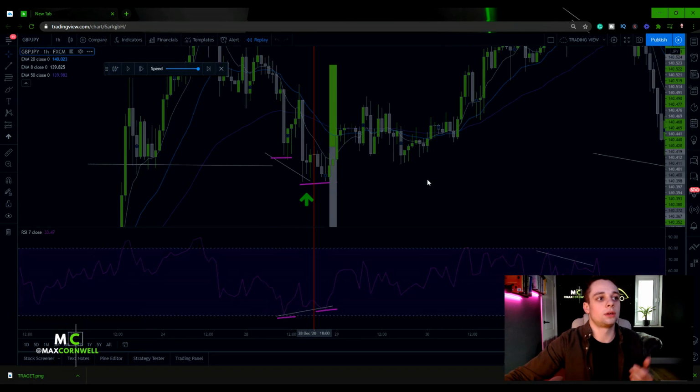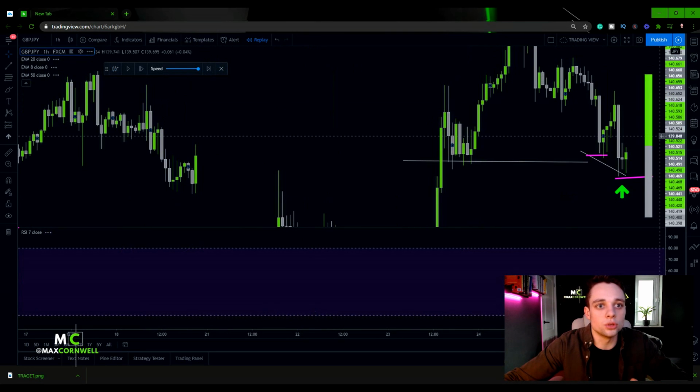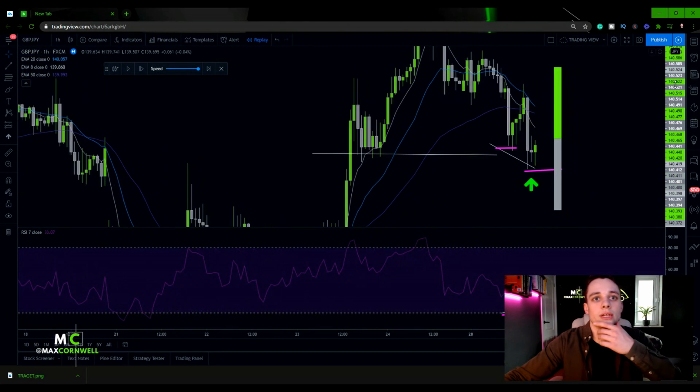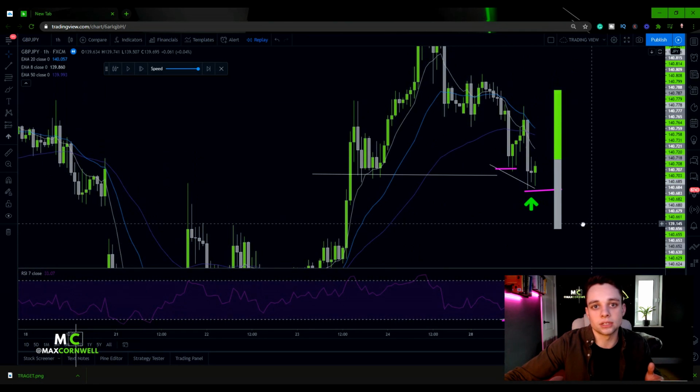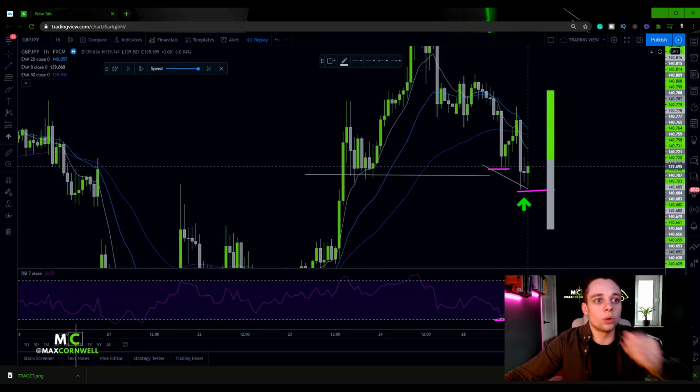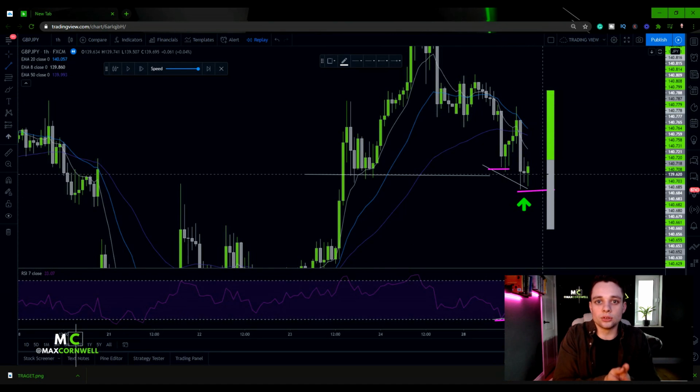strength to the upside. So if I put the replay mode on here, this is what the trade would have looked like in real time, and you can see how I entered the trade and how it played out and how I took targets on the baseline test, right? So once I got the pin bar, I'd wait for the session to close. Always wait for the session to close.